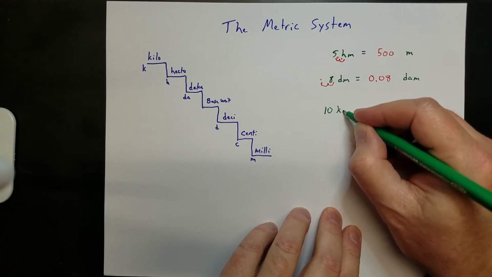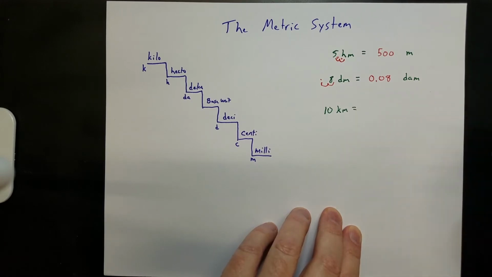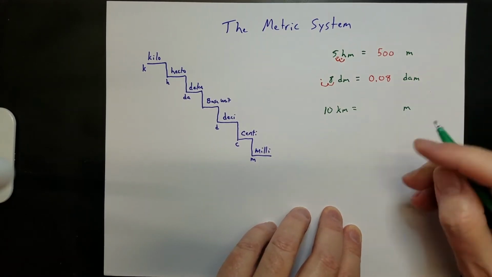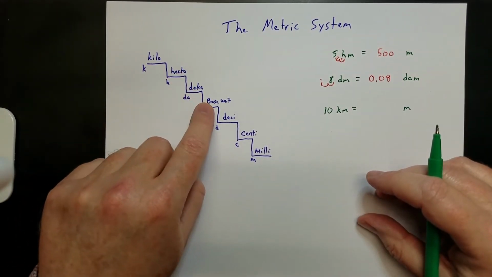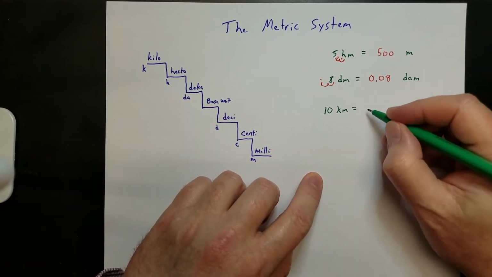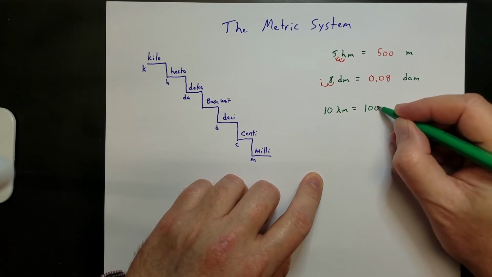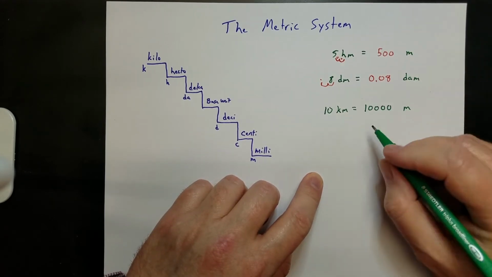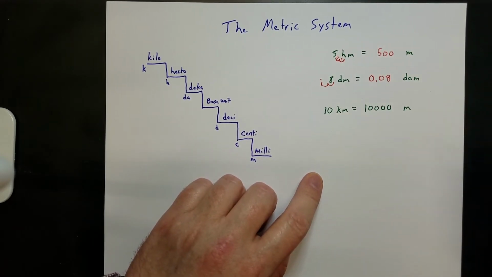Okay, so let's say I have 10 kilometers and I want to change that to meters. Well, I'm going to go 1, 2, 3 steps down, so I'll move the decimal point 3 steps to the right. 1, 2, 3. So that's 10,000 meters.